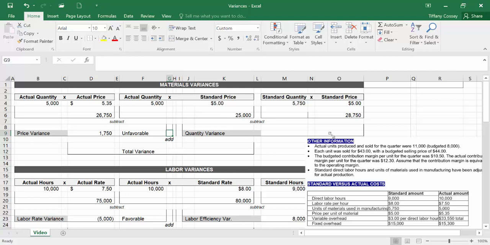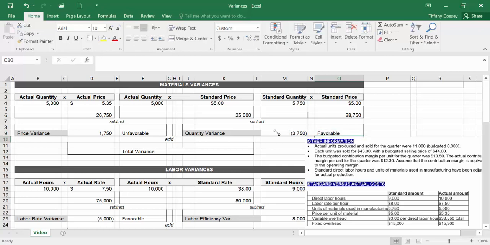Then we're going to do our subtraction again, this time for the quantity variance, 25,000 minus 28,750. That gives us a negative 3,750, which means it's favorable.